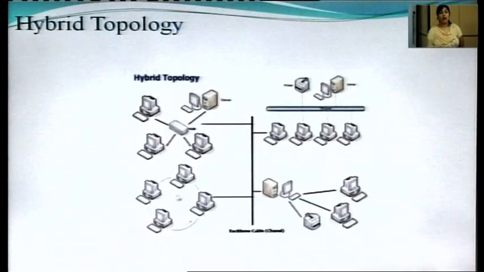Now again, hybrid topology, that forms many topologies in a single topology. You can see this is following star topology, this is ring, and again star and the bus. When we join all these networks with each other, then it forms a hybrid topology.